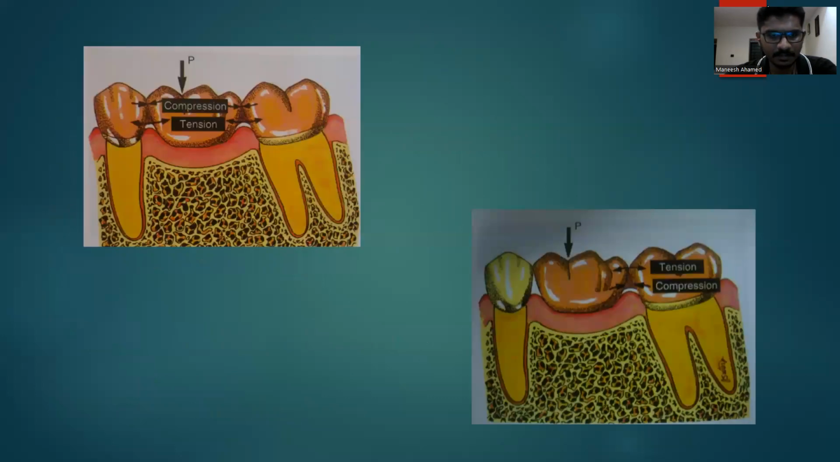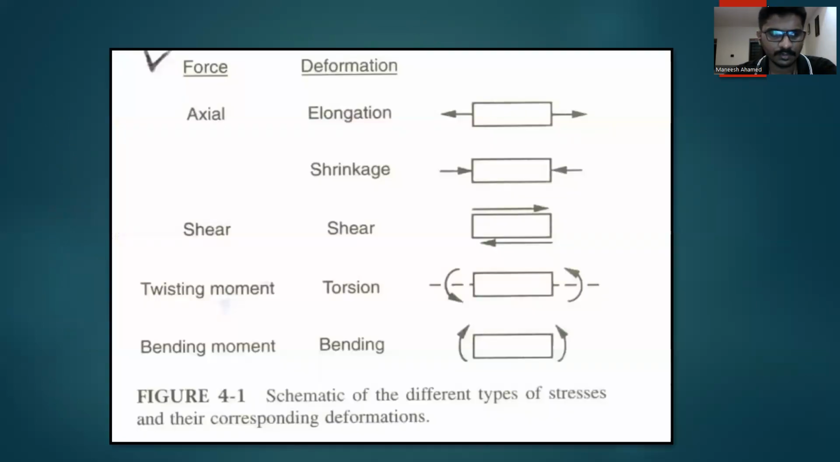These are examples wherein compressive stress and tension come hand in hand in an FPD. In the cantilever FPD, the tension and compression switch their positions. So it depends upon the type and form of the restoration. This is a diagram that represents the different forces or stresses that can occur on dental material.